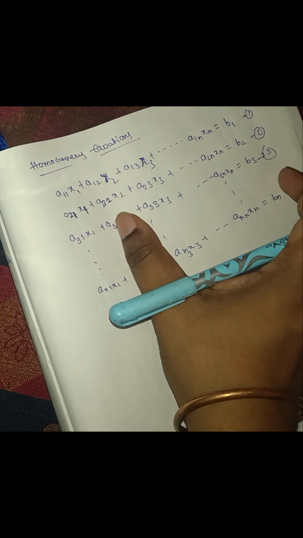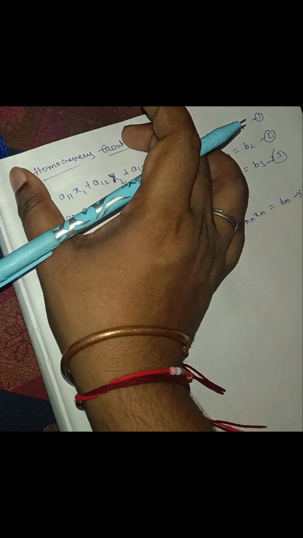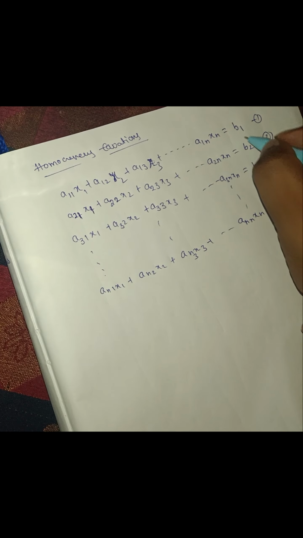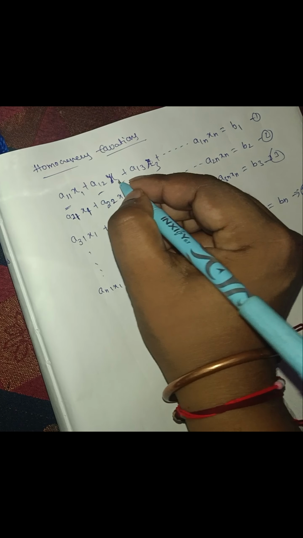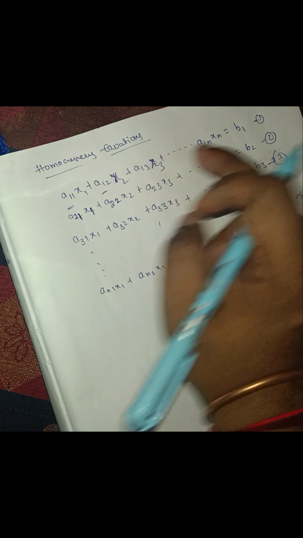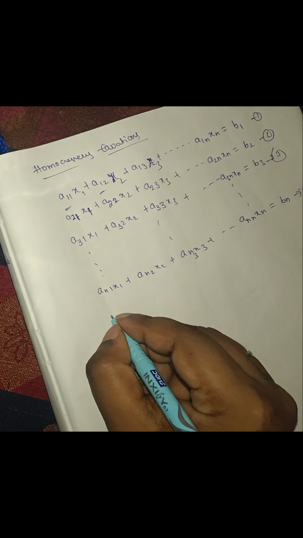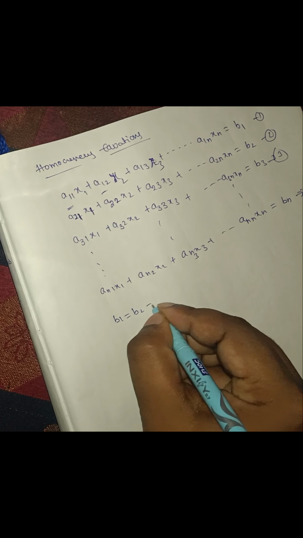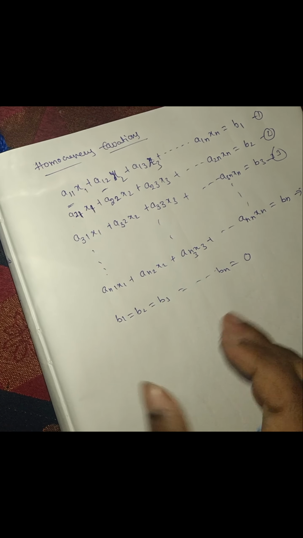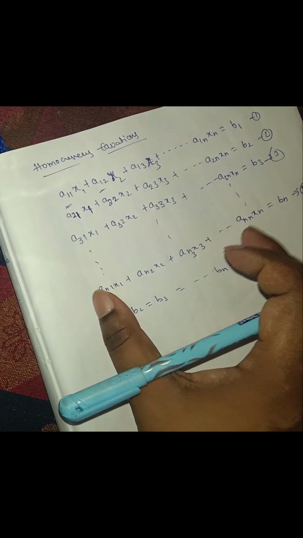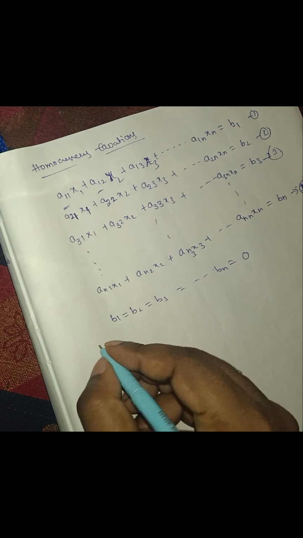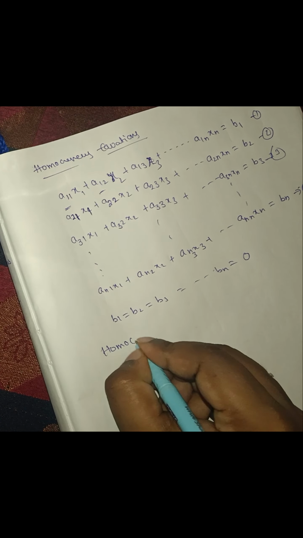If the system of equations is said to be homogeneous, then consider the constant terms. a11, a12 are the variable coefficients, but here there is no variable, so these terms are the constants. If all the constant terms b1 up to bn are equal to 0, meaning there is no constant in the given system of equations, then the equations are said to be homogeneous equations. Simple.